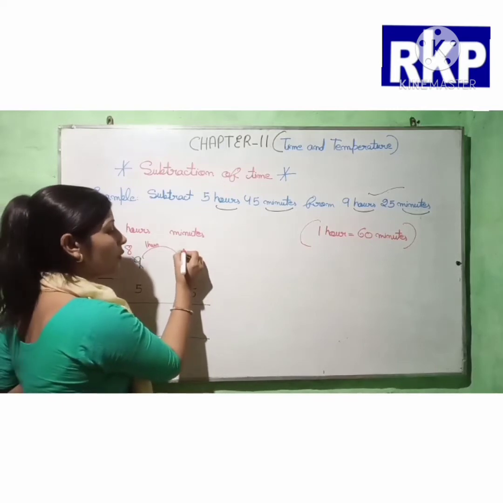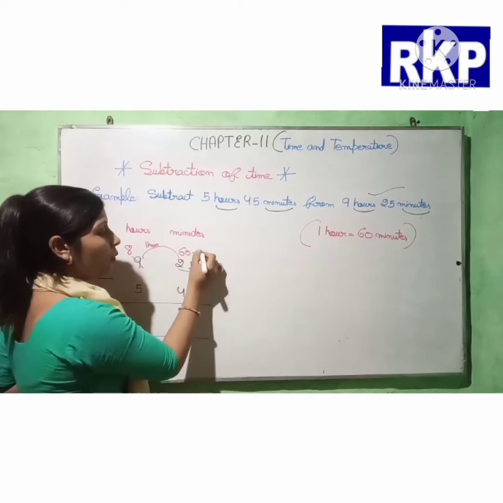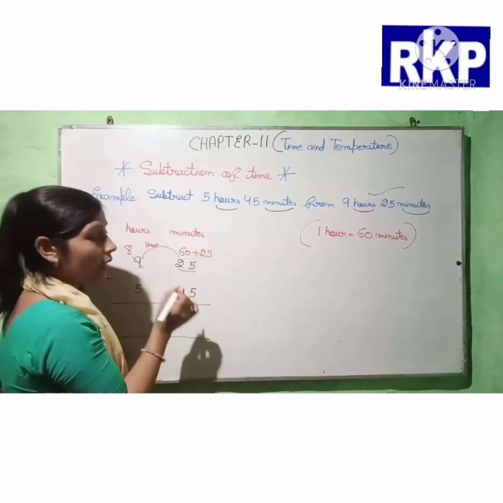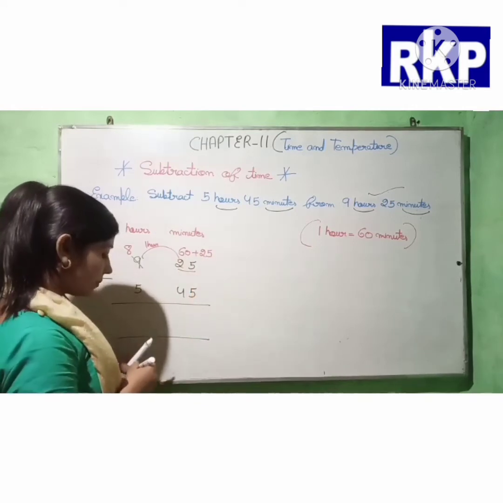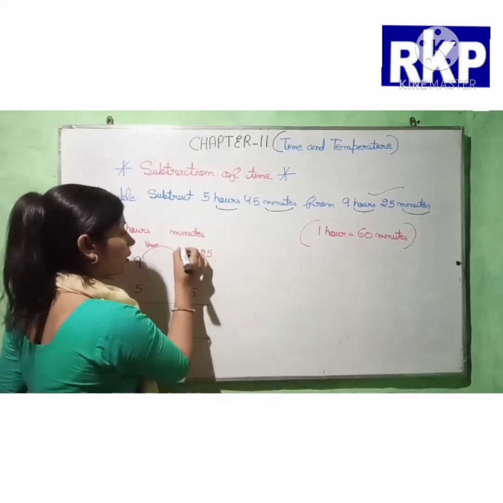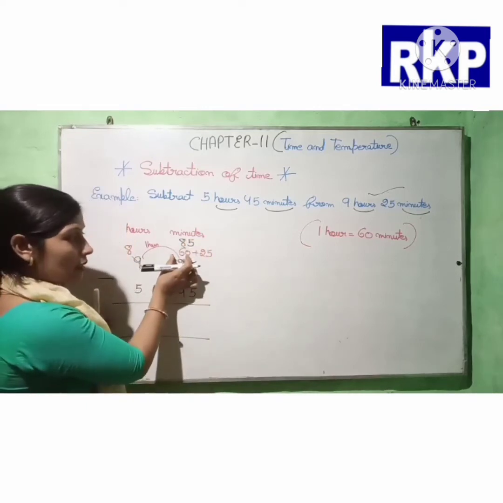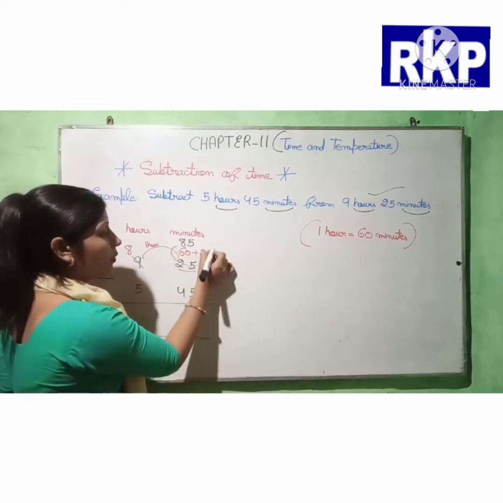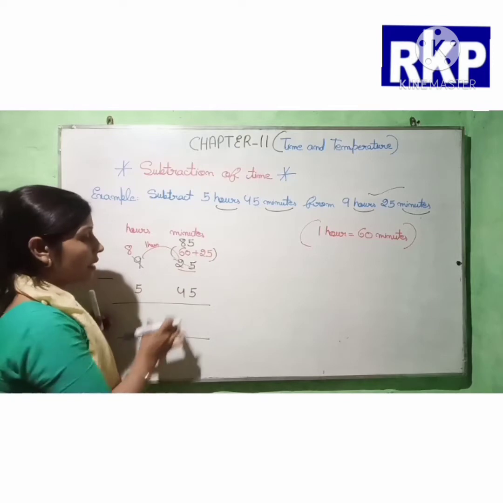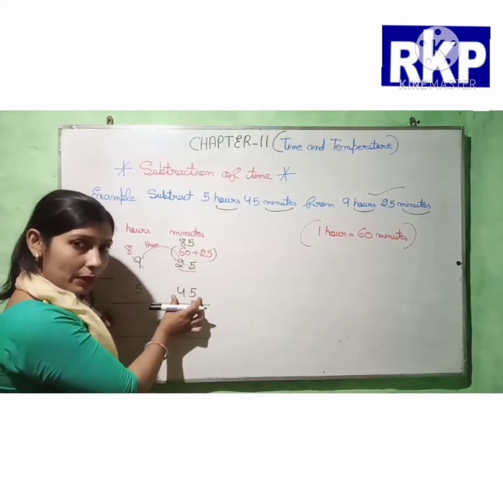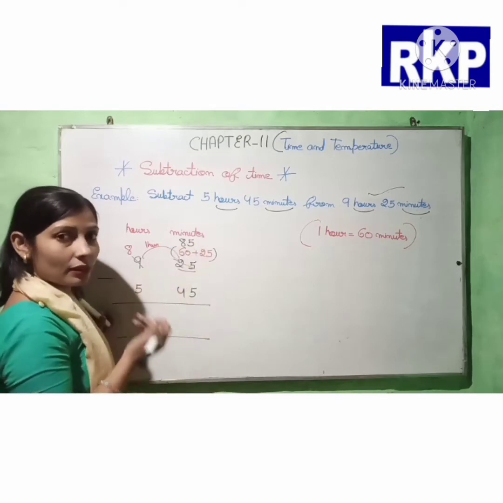So here beta we have to write 60, and plus we have already 25 also. Okay, so 60 plus 25 will be 85. Okay, so here we have to write 85. 60 plus 25 will be 85. Now here we have 85 minutes and here we have 45 minutes. So here we have to subtract 45 from 85.